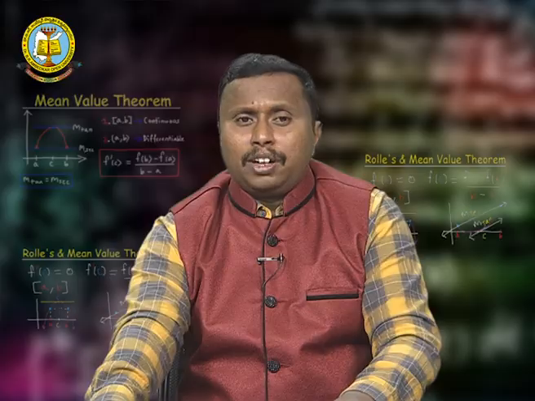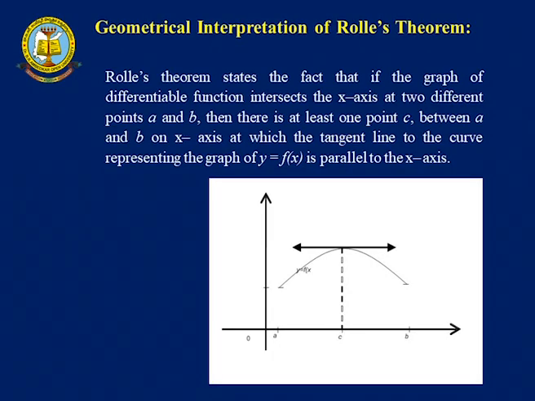So now we are going to the geometrical interpretation of Rolle's theorem. Now let us see the graph. On the x axis there are the points a and b, then this is the graph y equal to f of x. So what is Rolle's theorem?